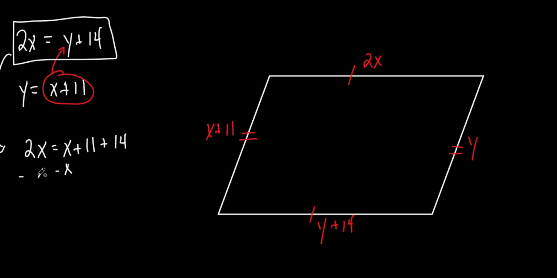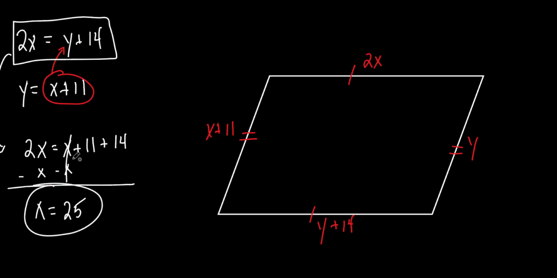Subtract an x from both sides. That cancels. 2x minus x is x equals 11 plus 14 is 25. So x would equal 25. Everybody good? So x is 25. What's y going to be now? I got to solve for y. Well, I got y by itself right here, don't I? Do you see that? What's y equal to?